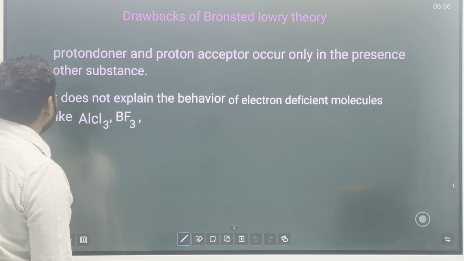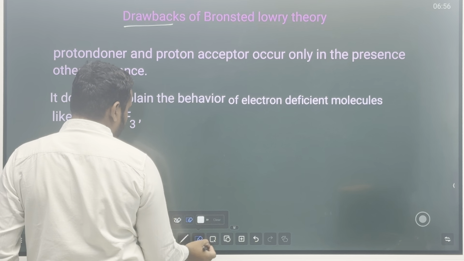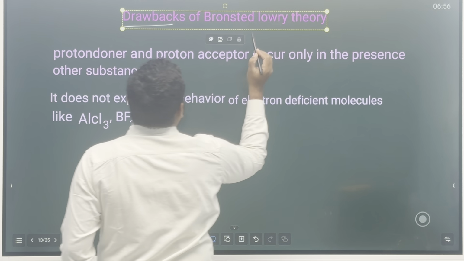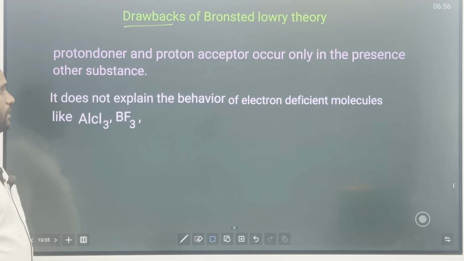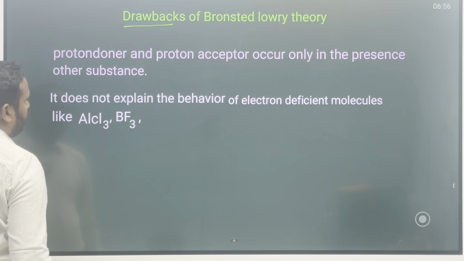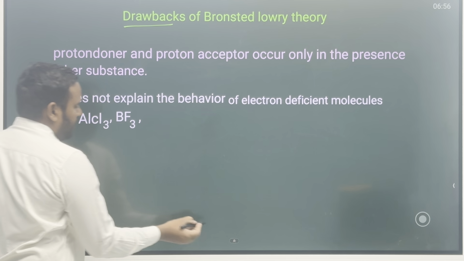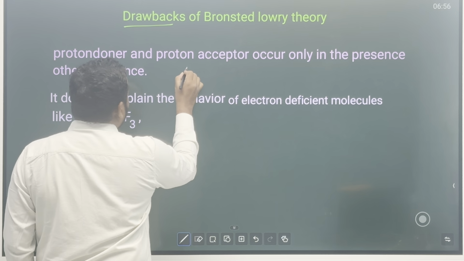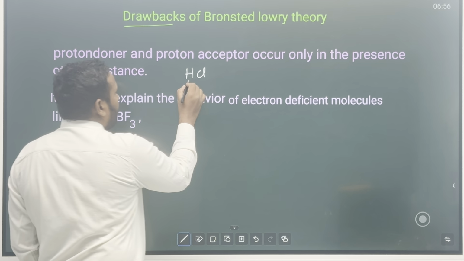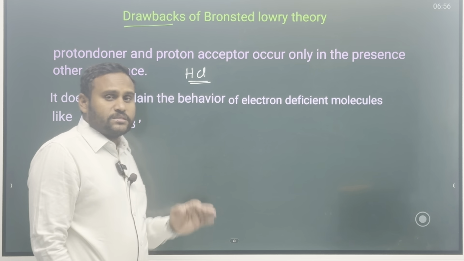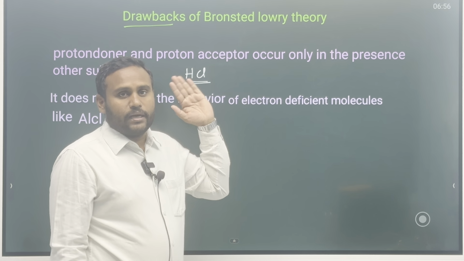Now come to the drawbacks. What are the drawbacks of Bronsted-Lowry theory? The first one is that proton donor and proton acceptor occur only in the presence of another substance. For example, if I simply take HCl and am not adding any other substance, it is not going to donate any H plus. Only in the presence of another substance can it act as an acid.